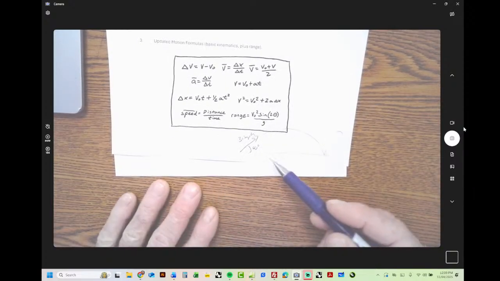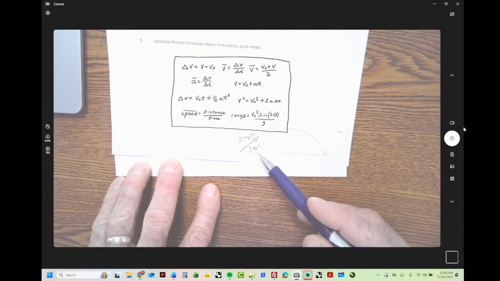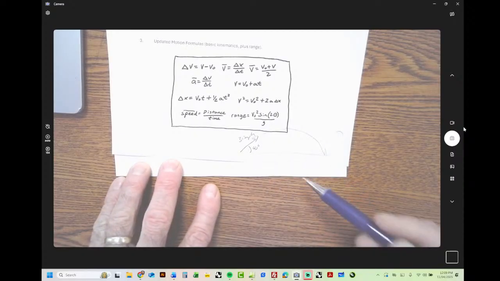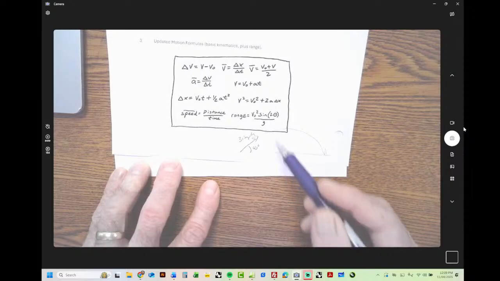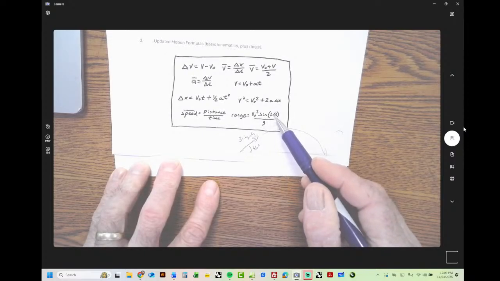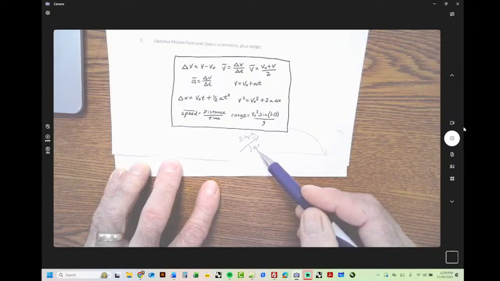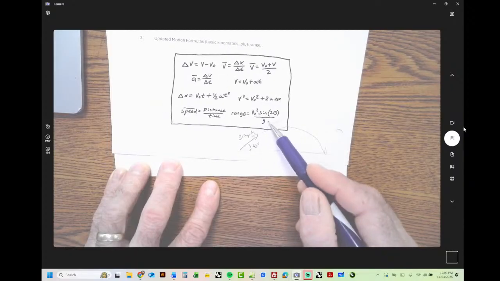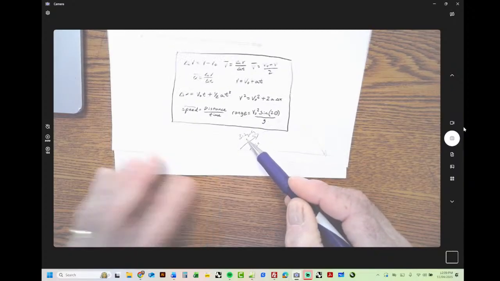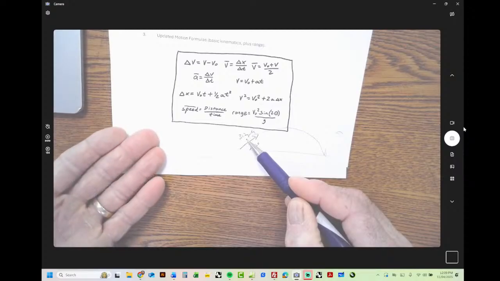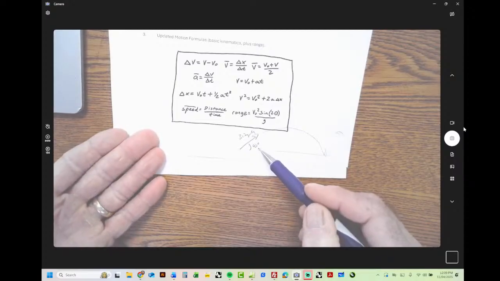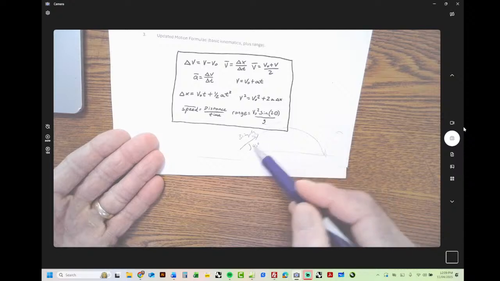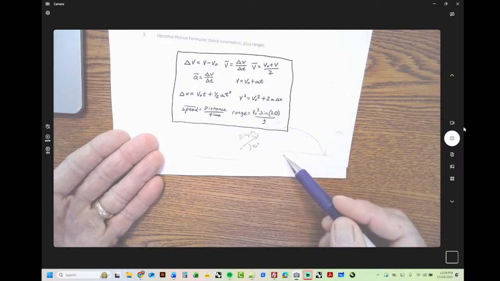And what's the optimal angle for greatest distance in a vacuum? 45. So what's 2 times 45? 90. And what's sine of 90? 1. Sine of 90 is 1. So if you shoot at a 45-degree angle, this just becomes v squared over g, which is about, v squared here would be 900 divided by about 10. So it would go about 90.